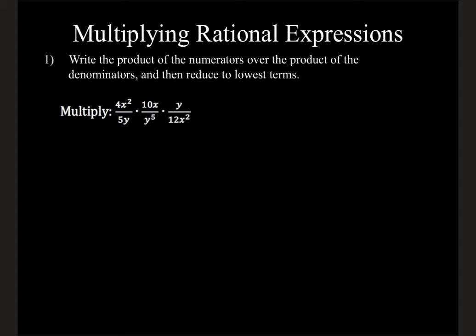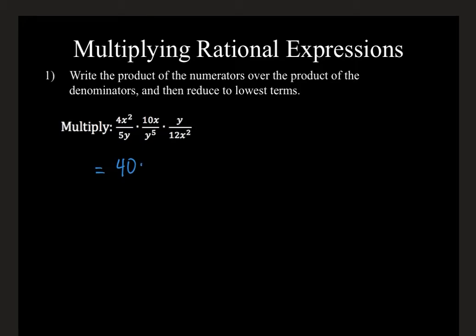So what I'll do now is multiply all my numerators. 4 times 10 gives me 40. x squared times x is x to the third power. And then we have y. All of that is going to be over 5 times 12, which gives us 60, x squared, and y to the 6th power.